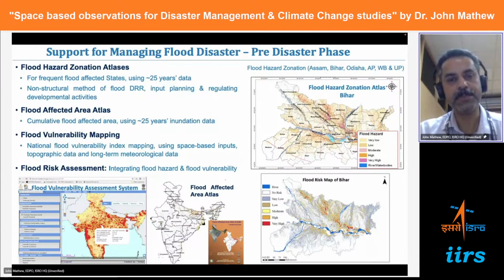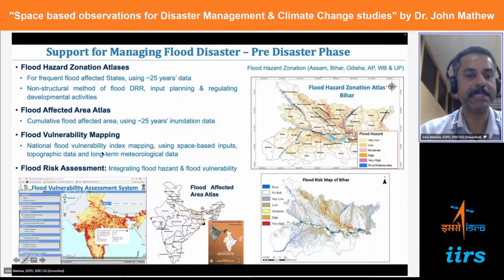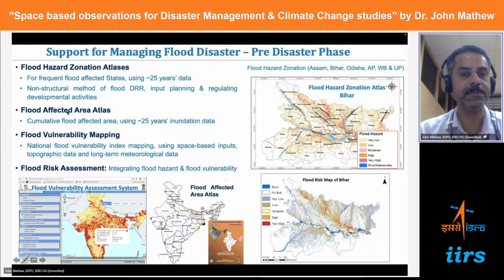And using this input, the management is able to, suppose they want to go for some developmental activities, avoid such high flood hazard areas. So that is one input. Then there are other states which are not as frequently flooded as these states. So for those states, at national level, we came out with something called Flood Affected Area Atlas. It is a cumulative database of flooding over 25 years. That also helps the administration to take decisions while going for any planning or when they want to implement some regulations in the state.